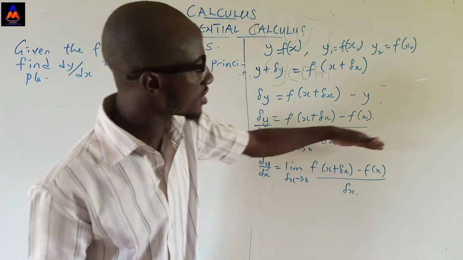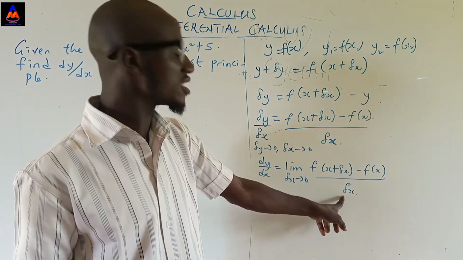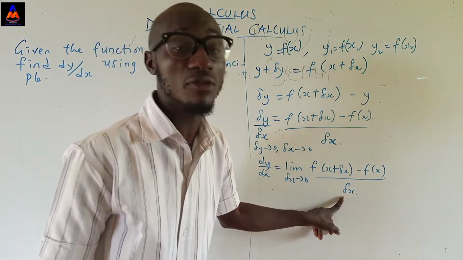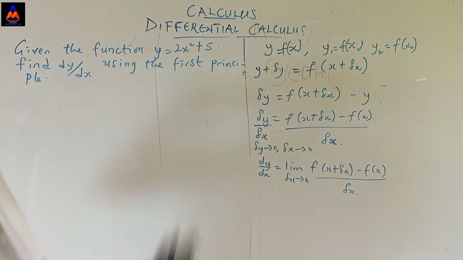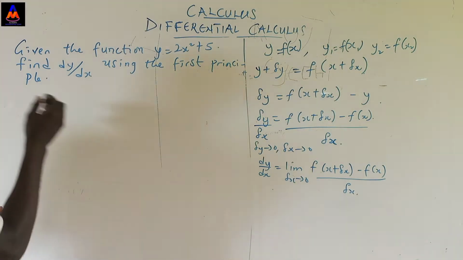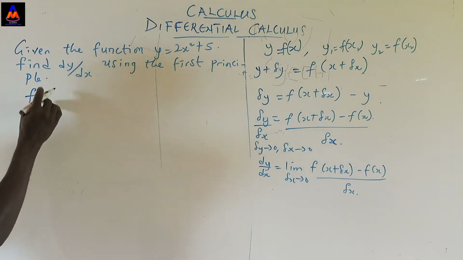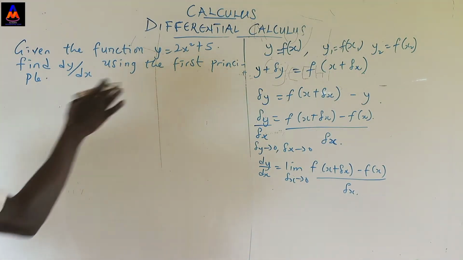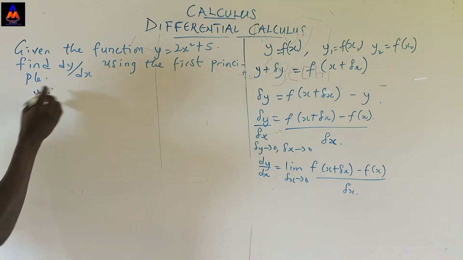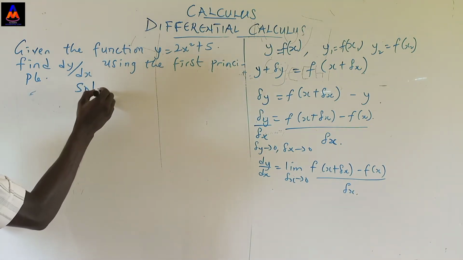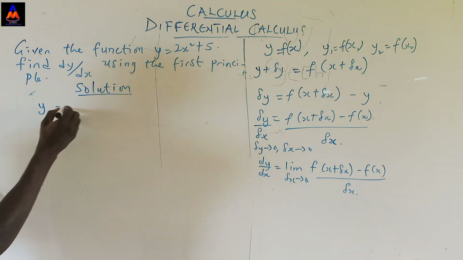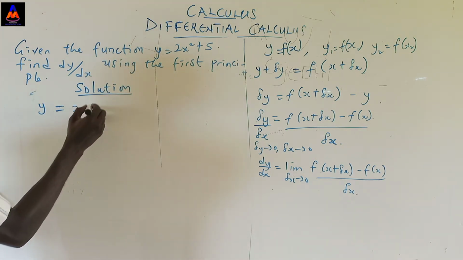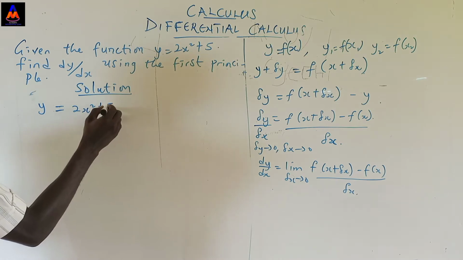How do I slot in this particular function? This change in s is a notation. It doesn't have a value it represents, but we're going to use it. So let's deal with it using this. The first one I want to find: I must establish that my y, according to our practice solution, is 2s squared plus 5.